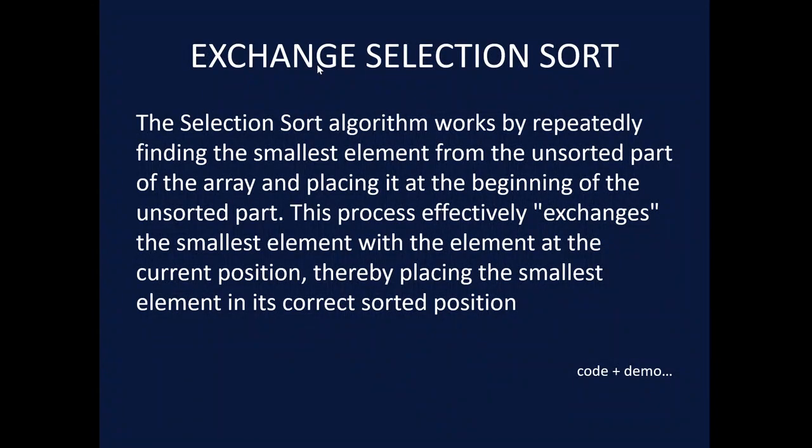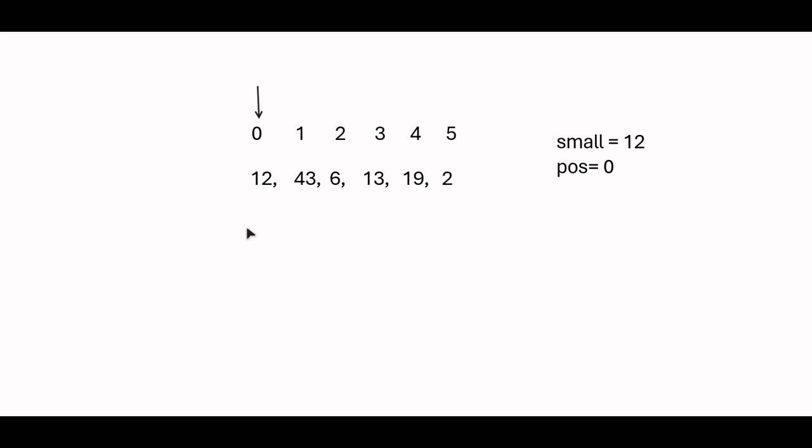The next algorithm is the exchange selection sort. In this algorithm, every element that is traversed in the array is compared with the rest of the array to find the smallest element, and that smallest element is exchanged appropriately so that it's placed in the correct sorted position. Let's understand the logic behind the selection sort.